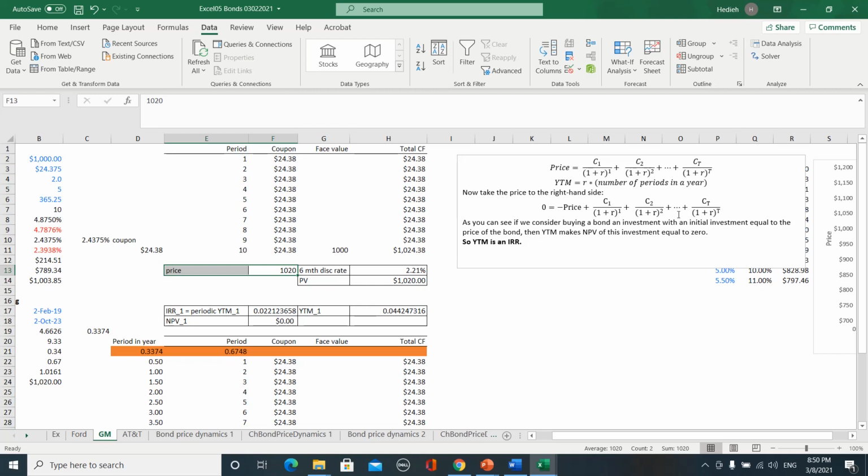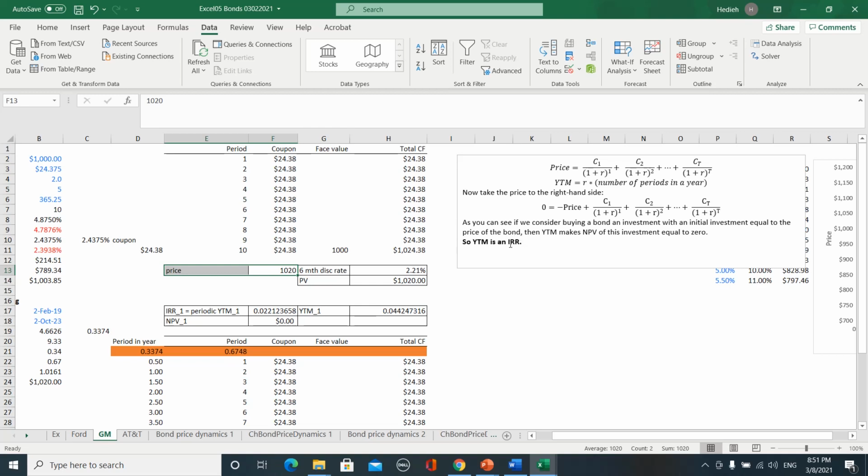So in fact, you are seeing that your discount rate is setting the sum of the present value of negative cash flows and the present value of all positive cash flows, the NPV of this bond, equal to 0. That's the definition of internal rate of return. Internal rate of return is a discount rate that sets NPV of a project or an investment equal to 0. So yield to maturity is in fact the internal rate of return of investment in a bond.